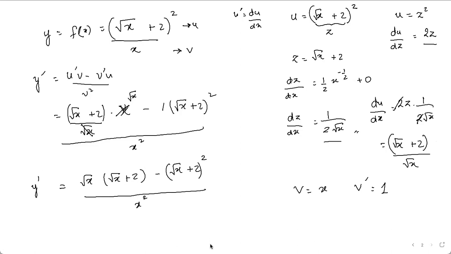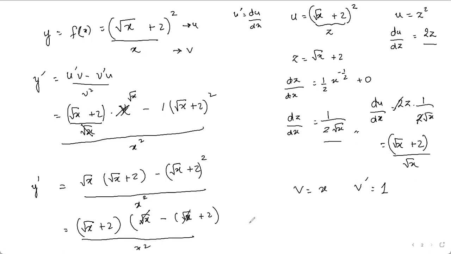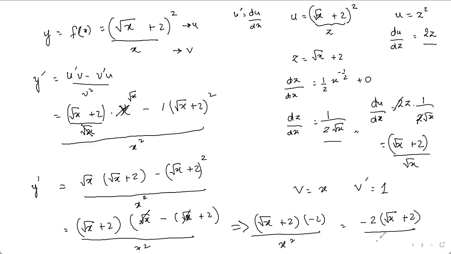If you want, we can further simplify this by factorizing root x plus 2 from the numerator. Let's do that. So if I factorize root x plus 2 from the numerator, I am left with root x minus root x plus 2 over x squared. Root x and minus root x will cancel out. So I have root x plus 2 multiplied with negative 2 over x squared, which is minus 2 root x plus 2 over x squared.